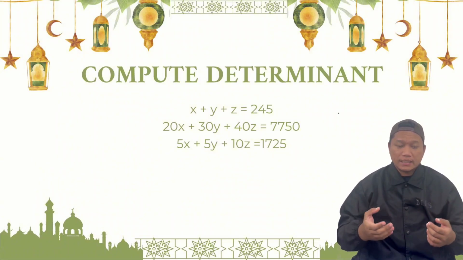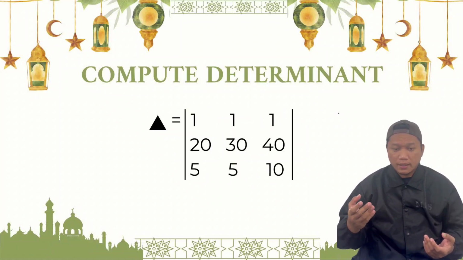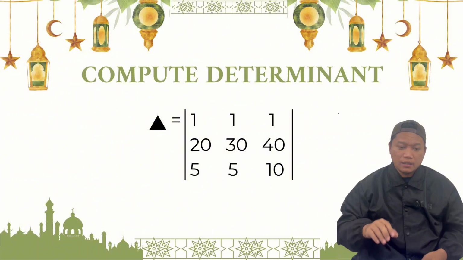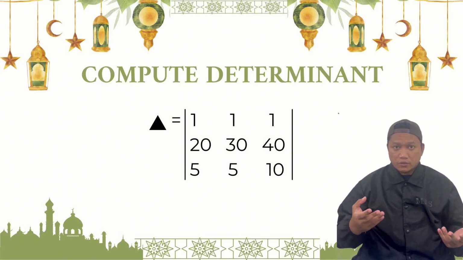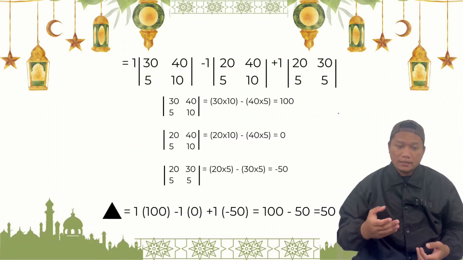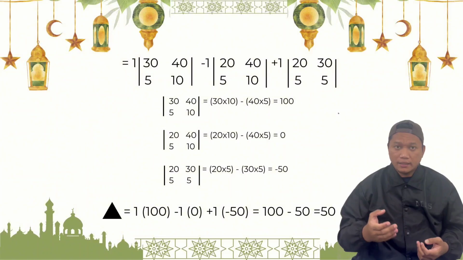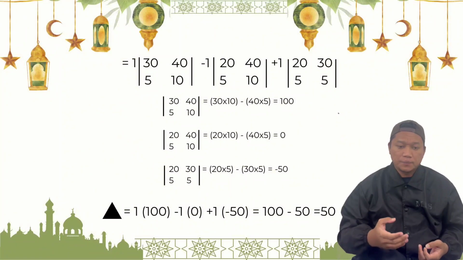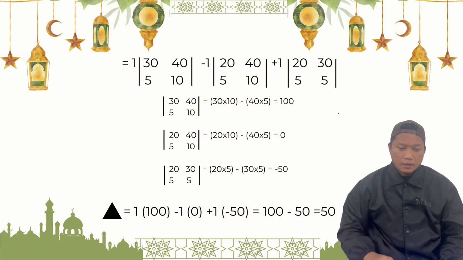The determinant is calculated as the determinant of [1, 1, 1; 20, 30, 40; 5, 5, 10]. Expanding along the first row: 1 times [30, 40; 5, 10] minus 1 times [20, 40; 5, 10] plus 1 times [20, 30; 5, 5]. Now we calculate the 2 times 2 determinants.